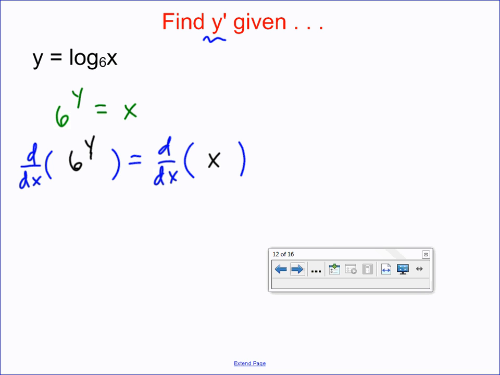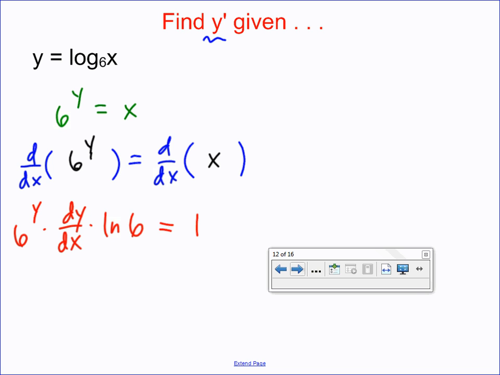I know the derivative of an exponential function is the exponential function itself times the derivative of the exponent. I know the derivative of the exponent is dy dx times the natural log of the base. In this case, the base wasn't e, it was 6, and so that will change the value of my derivative, so times ln of 6. Meanwhile, back at the hacienda, we have the derivative with respect to x of x on the right-hand side. Bam! The derivative with respect to x of x is just 1.